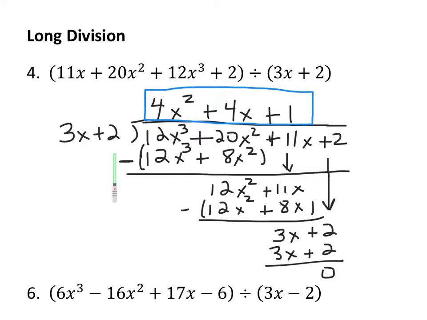So I have 3x plus 2 into 3x plus 2. Well, that's just the number 1. 1 times 3x is 3x. 1 times 2 is 2. And I end up with a 0 remainder.